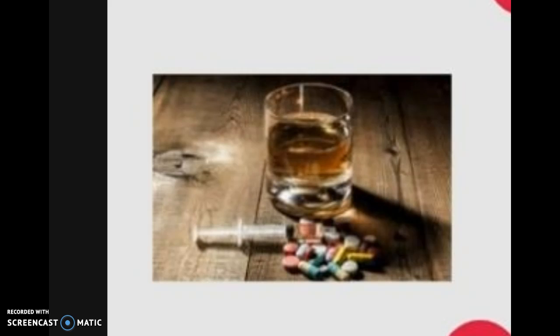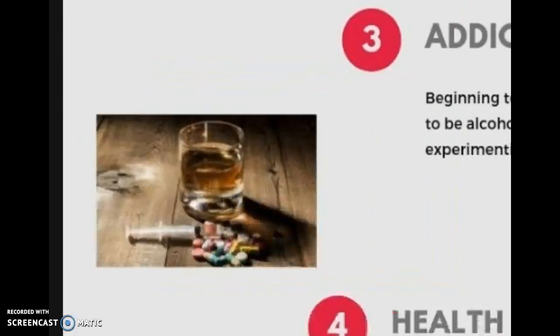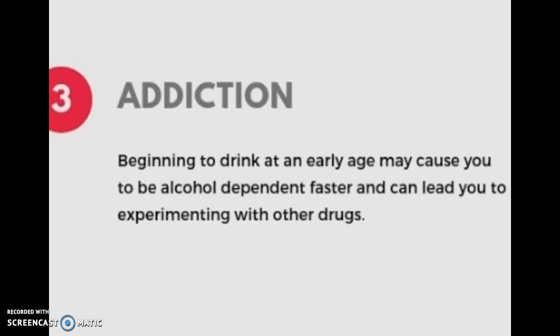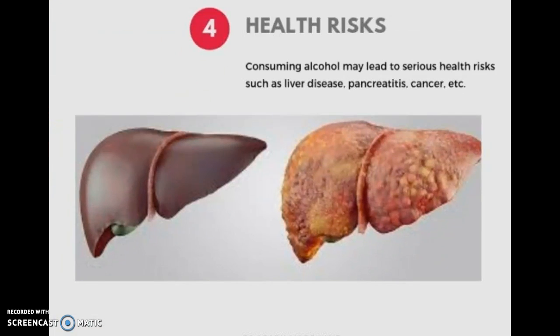Below the third image is a picture of a glass of alcohol, a needle, and a handful of pills. The text next to this picture reads number 3, addiction. Beginning to drink at an early age may cause you to be alcohol dependent faster and can lead you to experimenting with other drugs. Below the third text is number 4, health risks.